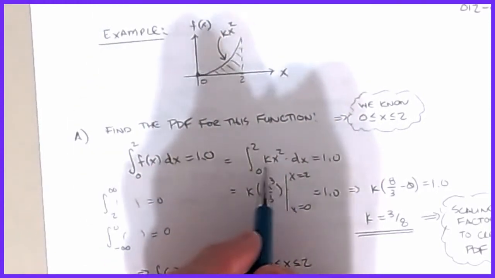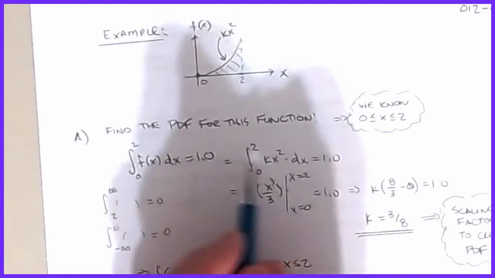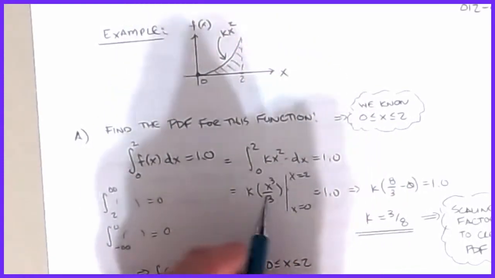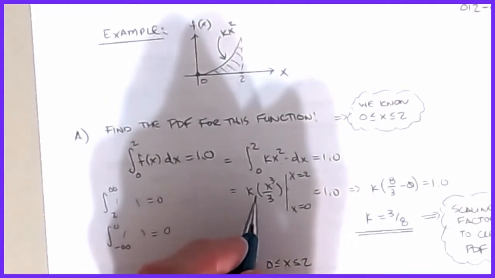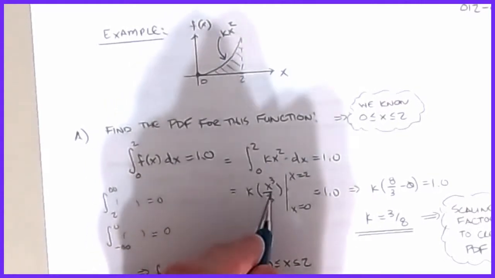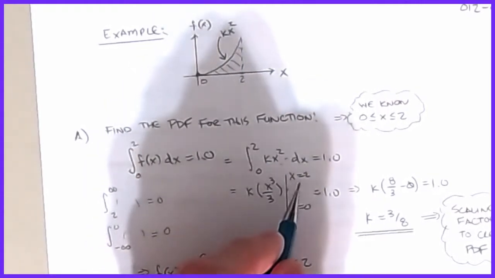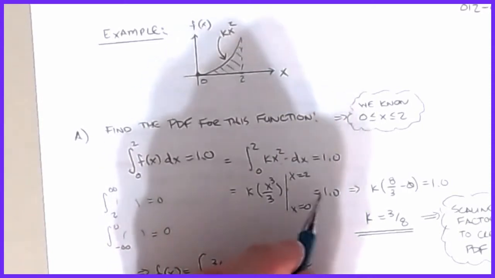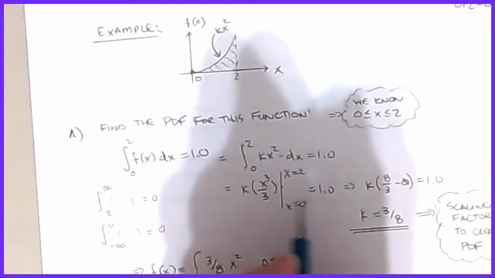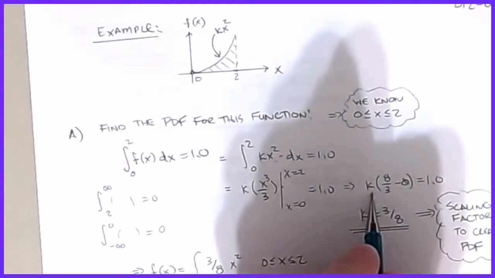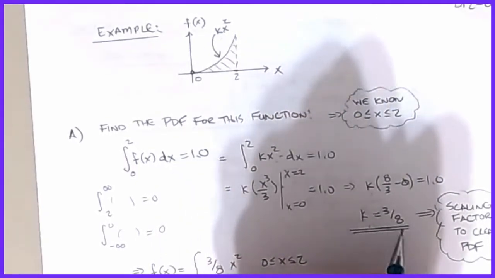And again, k is a constant we haven't figured out. And then I'm going to integrate that and set it equal to 1.0. There's a lot of calculus involved in this, and this is kind of the nature of the beast. So it's going to be k times x cubed over 3. I'm going to evaluate from x equals 2 to x equals 0, and all that has to be equal to 1.0. And then basically I'm going to do the final evaluation and solve for k. And so when I do that, k ends up being 3/8.